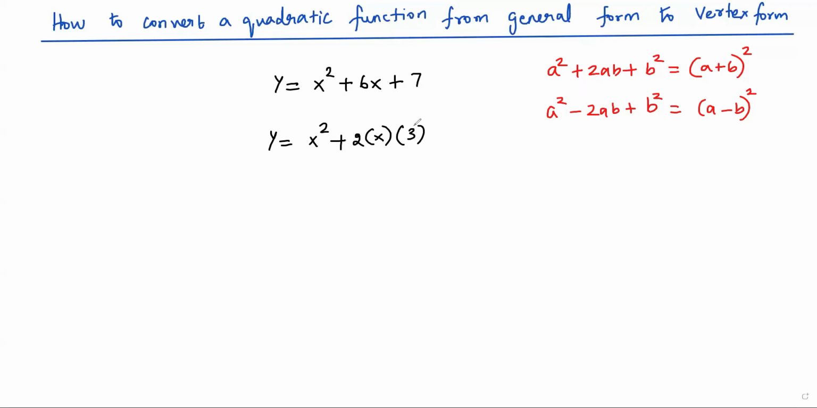Instead of b, what do we have in our problem? That's 3. So we need positive 3 square. So I'm adding 3 square. Okay, to compensate the addition of this 3 square, I am subtracting 3 square. At last, I'm taking this positive 7.